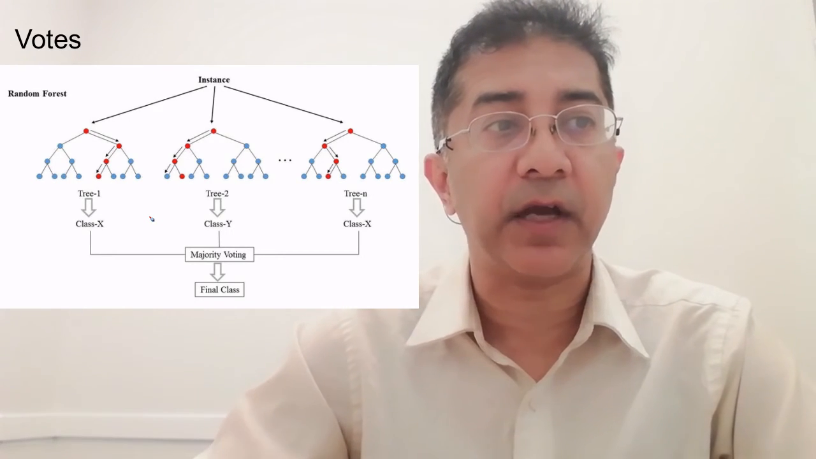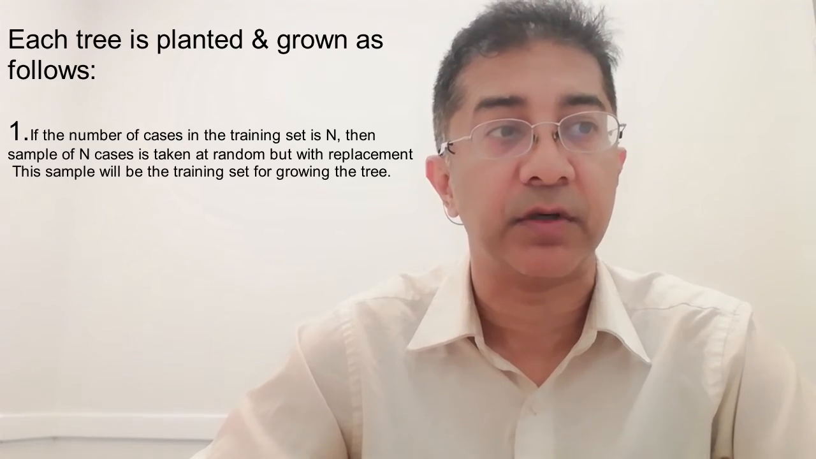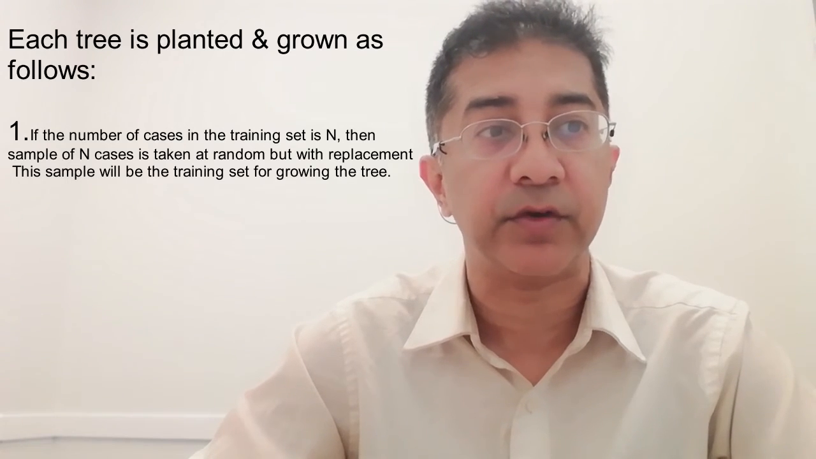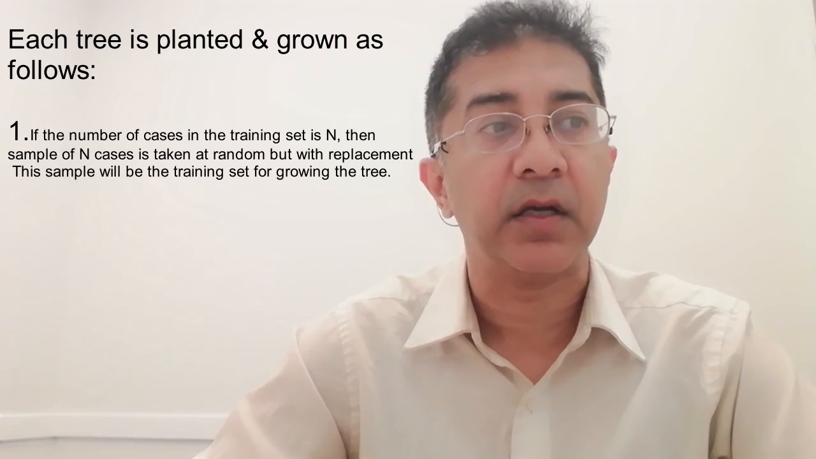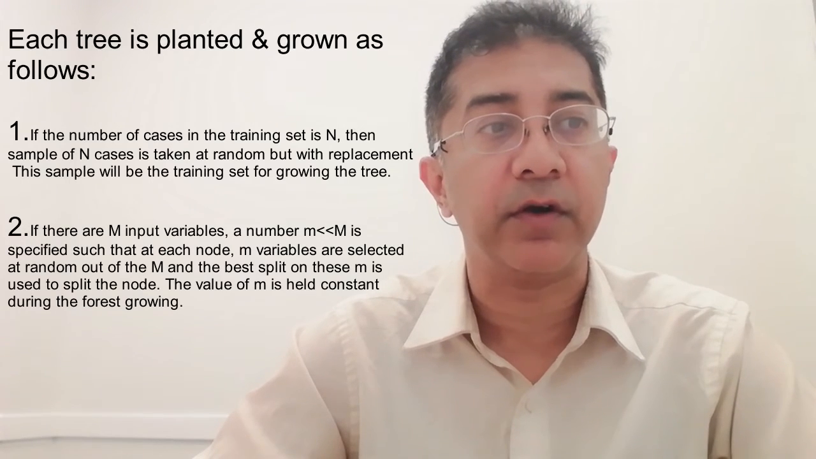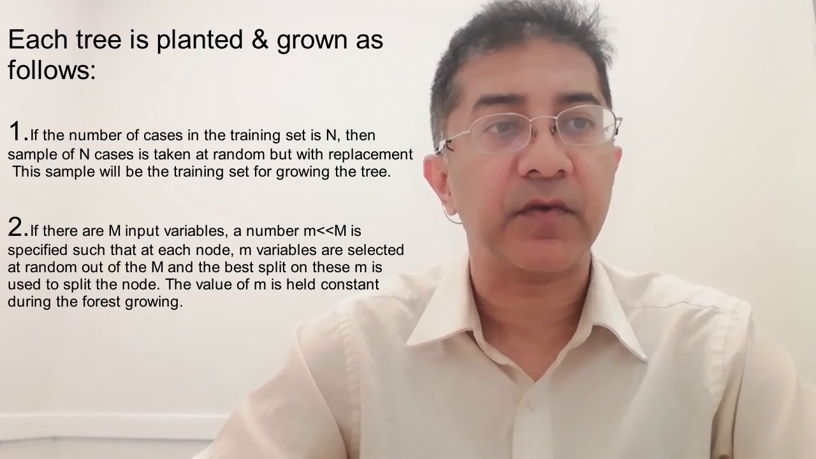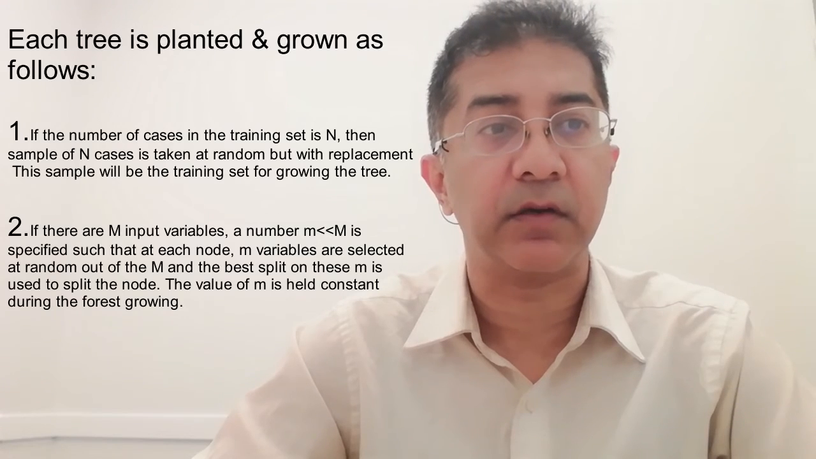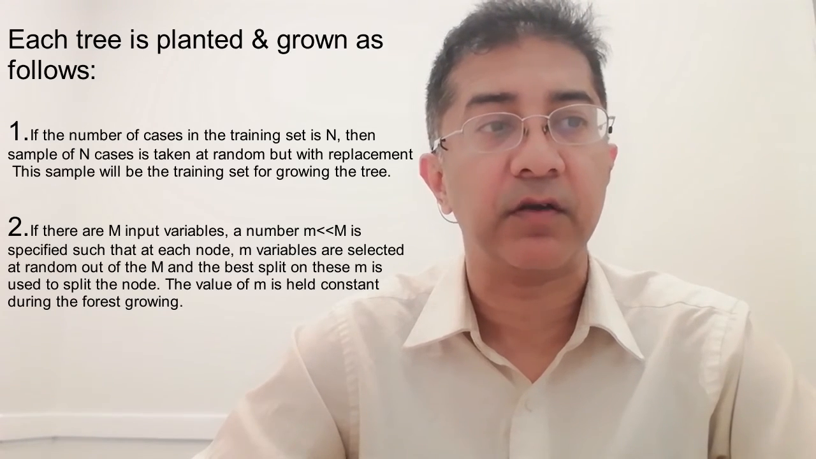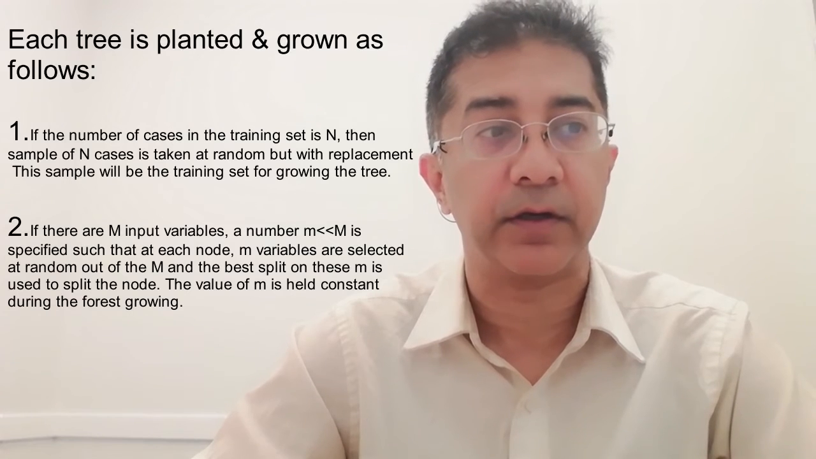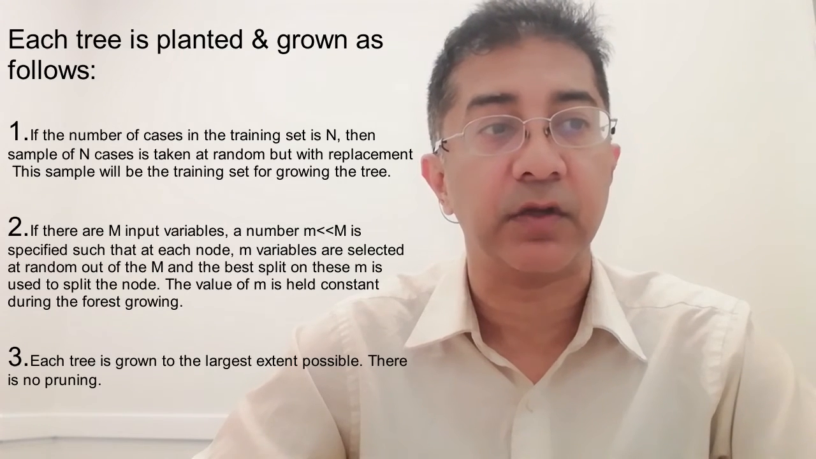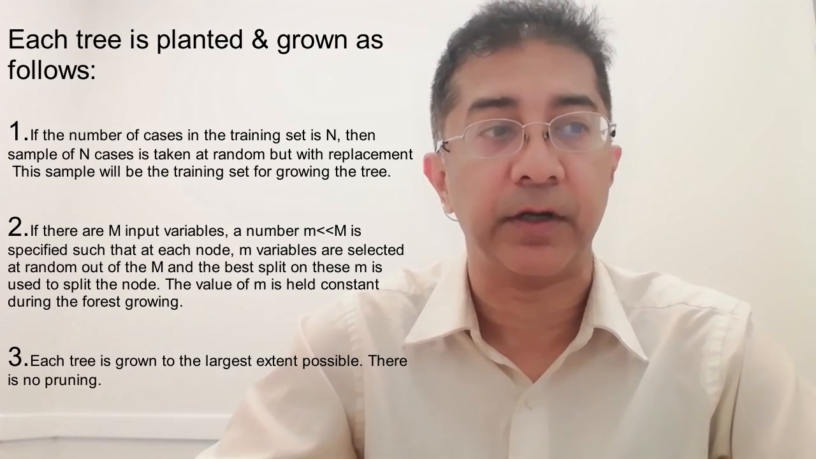Each tree is planted and grown as follows. Number 1. If the number of cases in the training set is n, then a sample of n cases is taken at random but with replacement. The sample will be the training set for growing the tree. Number 2. If there are M input variables, a number m less than M is specified such that at each node, m variables are selected at random out of M, and the best split on these m is used to split the node. The value of m is held constant during the forest growing. Number 3. Each tree is grown to the largest extent possible. There is no pruning.